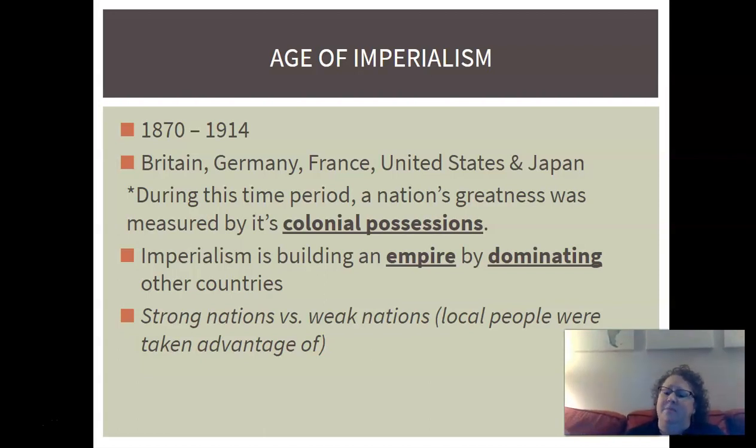This is going to be one of the major causes of Japan's involvement in World War II. Japan is a country that has very little of their own natural resources. So they have to trade a lot, or they can take it. That's kind of your other option.